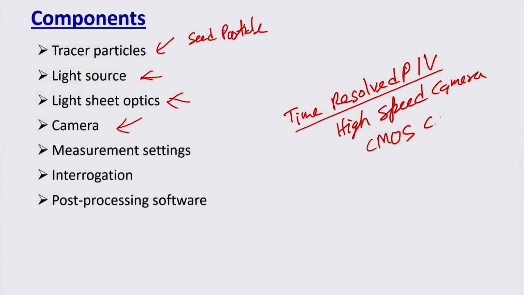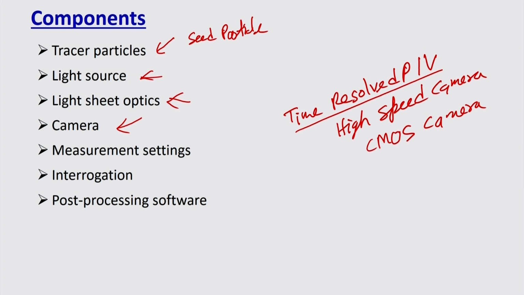In time resolved PIV you actually use a CMOS camera, and this CMOS camera is generally a very high speed camera which is operated at a very high frame rate, say 1000 or 2000 or 4000 frames per second. So, you get photographs at a very high frame rate, and based on that you can analyze the images, and then you can see how the velocity field is changing with time.